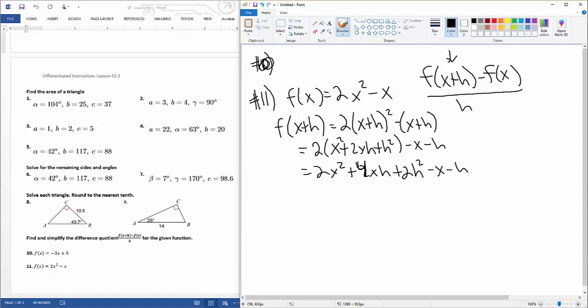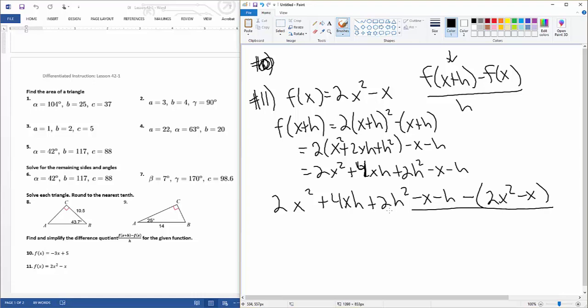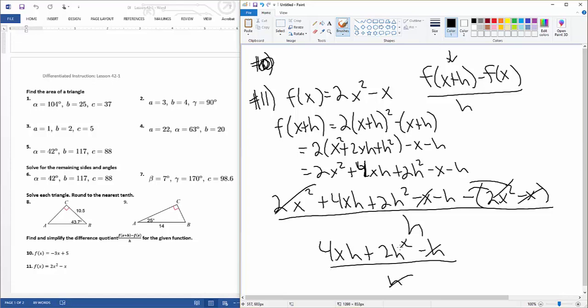Then plugging them in, f of x plus h we said was 2x squared plus 4xh plus 2h squared minus x minus h minus 2x squared minus x, all over h. That'll cancel out, because once you distribute the negative, then you get 4xh plus 2h squared minus h over h, and h out of all of these will cancel out. And that's our result.